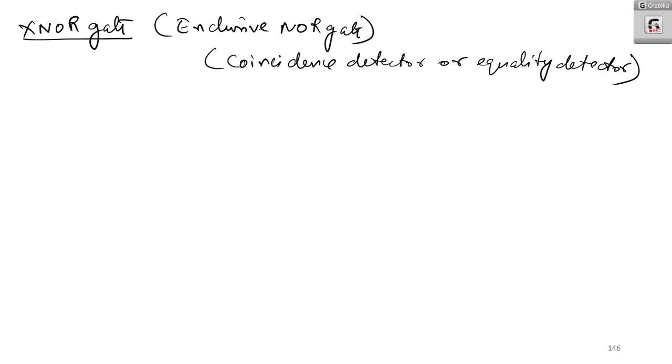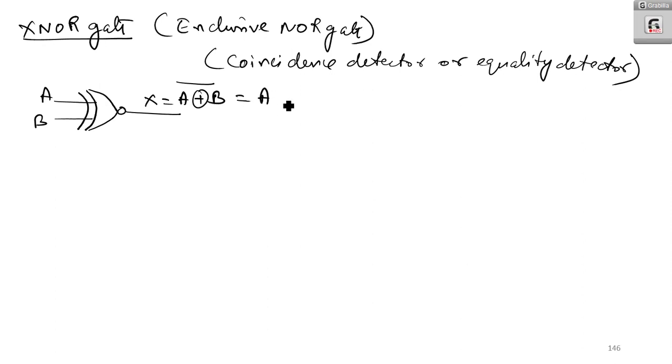Now if you are drawing the basic symbol of this logic gate, it will be XOR with a NOT at the end. So it is A, B, and here you will get X. X you can represent as A XOR B, the whole bar, or we can represent it as A dot with a circle B. So this is A XNOR B.